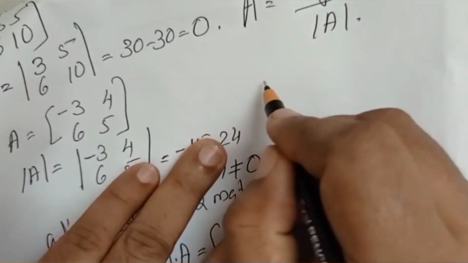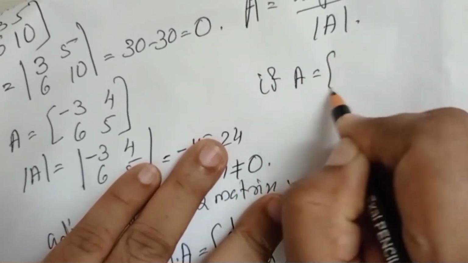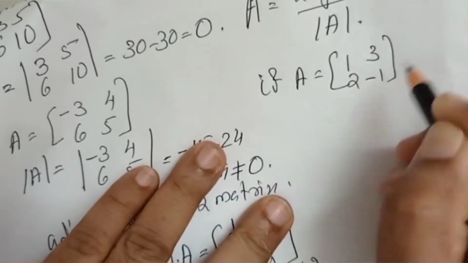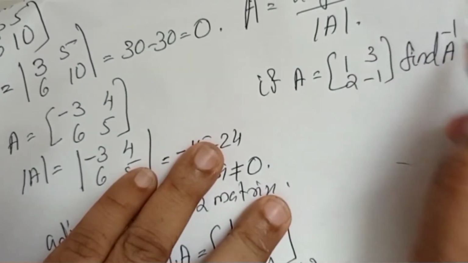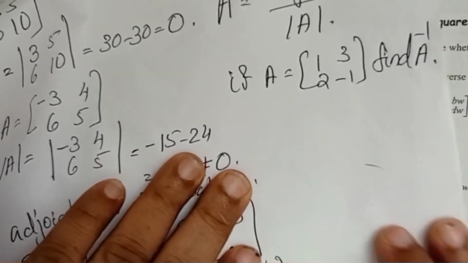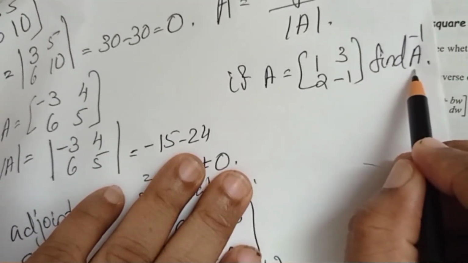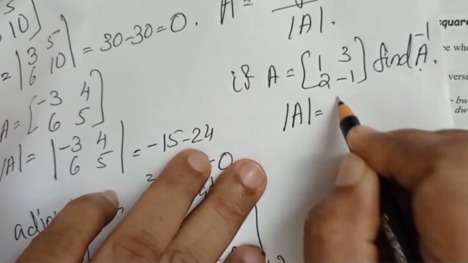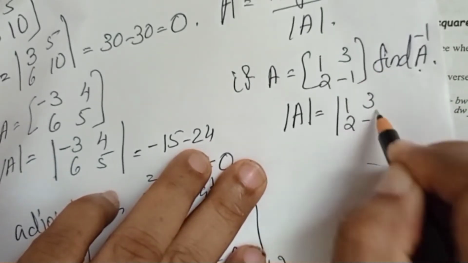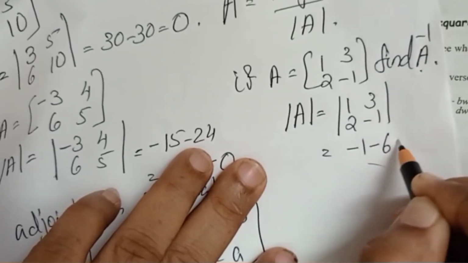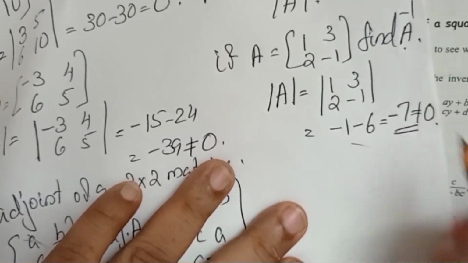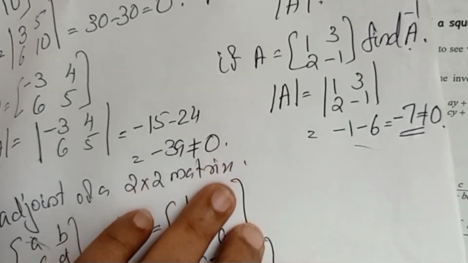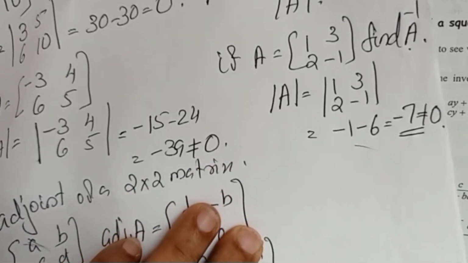Write one question. If A is equal to the matrix 1, 3, 2, minus 1, find A inverse. Look here, A inverse exists only if determinant A is not equal to 0. Therefore, first our aim is to find the determinant of 1, 3, 2, minus 1. Can you say what's the answer? Minus 1, minus 6. Is it minus 7? Right. Minus 7 not equal to 0. Therefore, the inverse exists.